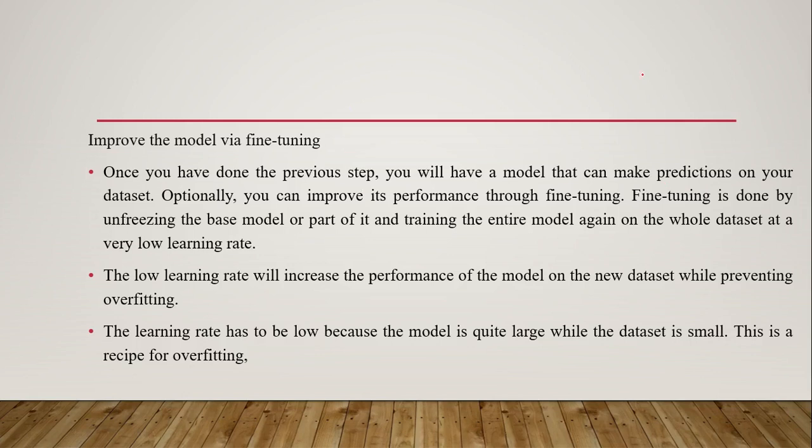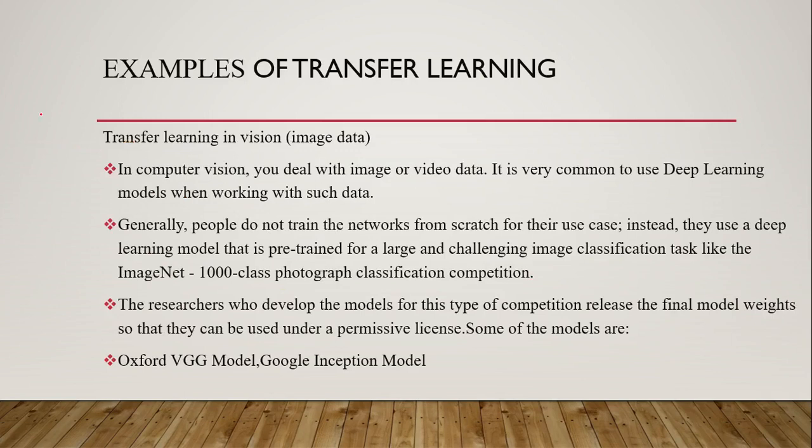As we just told you, if you have 98% accuracy and you want 98.2 or 99%, you can go ahead with this step. This is optional. The main thing is that a low learning rate will increase the performance of the model on the new data set while preventing overfitting also. And at last, for example, transfer learning in vision, where we deal with image data. In computer vision, as of now, everything is image only. You can deal with image or video data also. Once you go for deep learning, everything is important here: images, audio, video, everything.